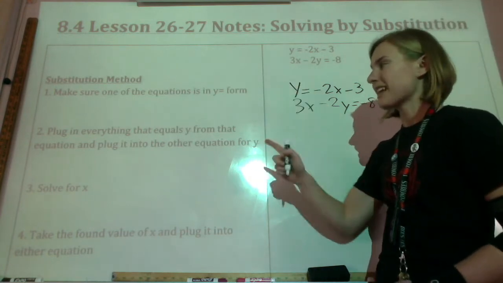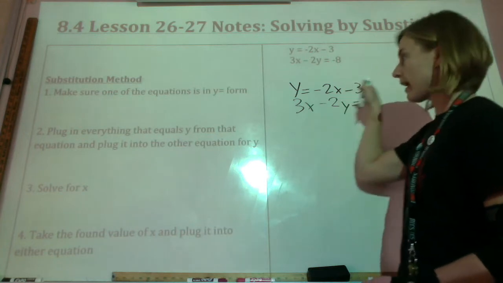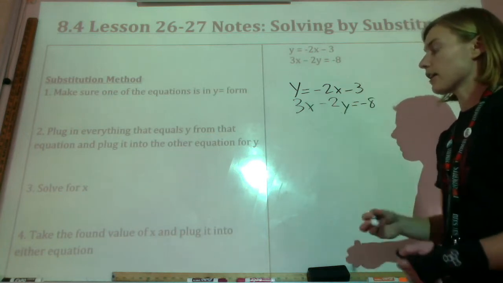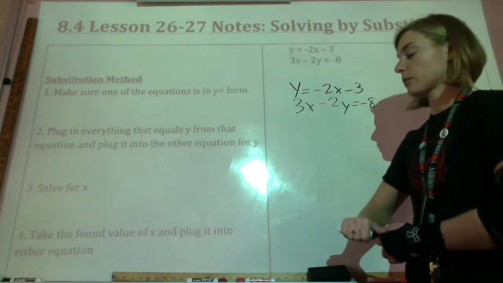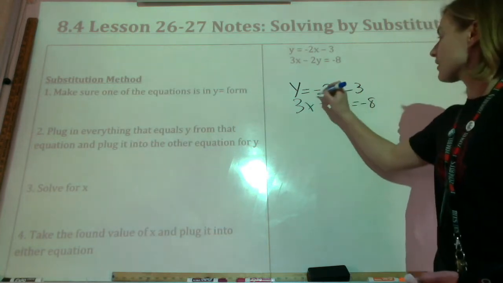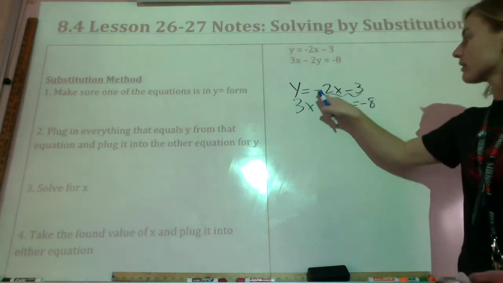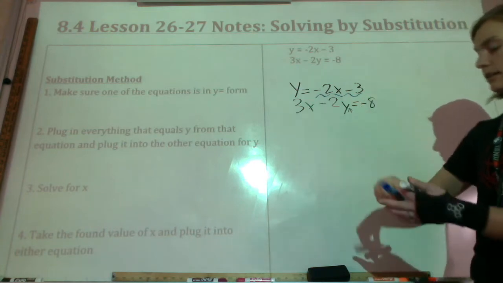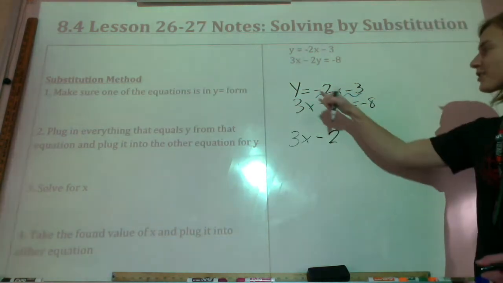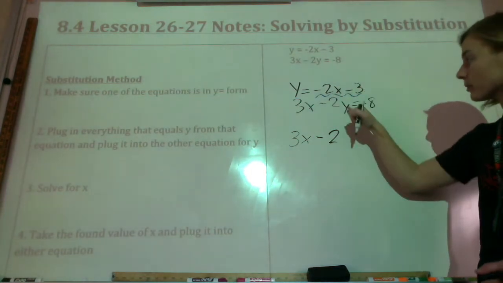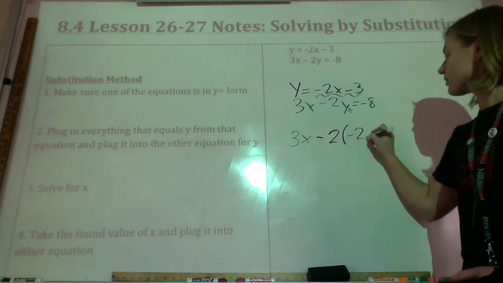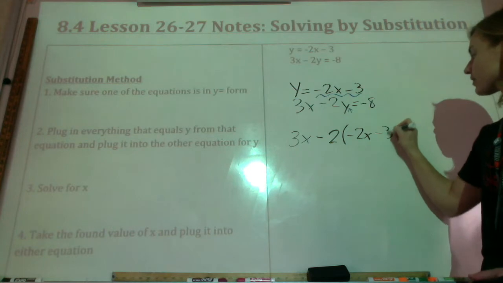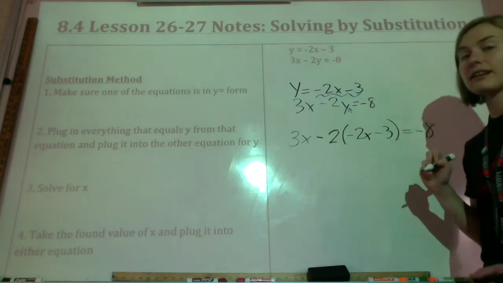Step two says plug in everything that equals y from that equation and plug it into the other equation for y. So let's take a look at what that would look like. We're going to be taking everything right here, everything that equals y, this negative 2x minus 3, and we're going to plug it in for this y right here. So this negative 2x minus 3 we need to put right here. 3x minus (negative 2x minus 3) equals negative 8.